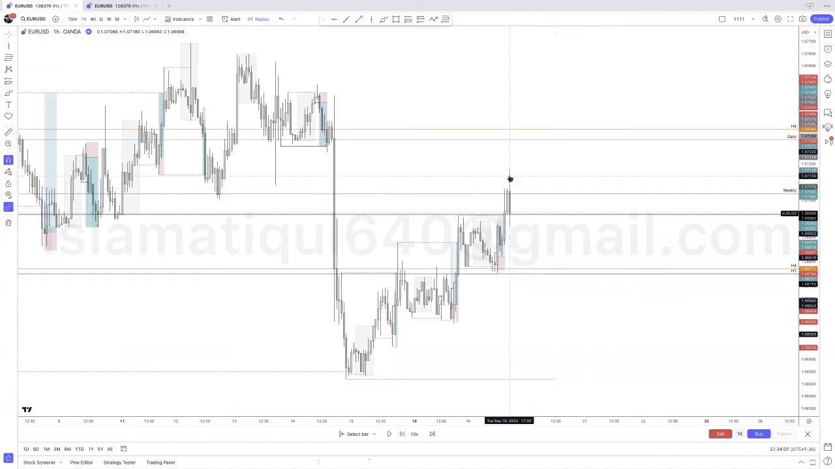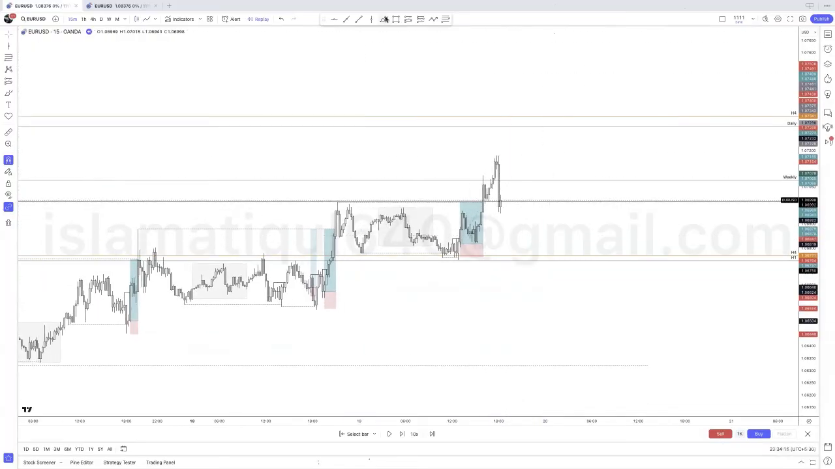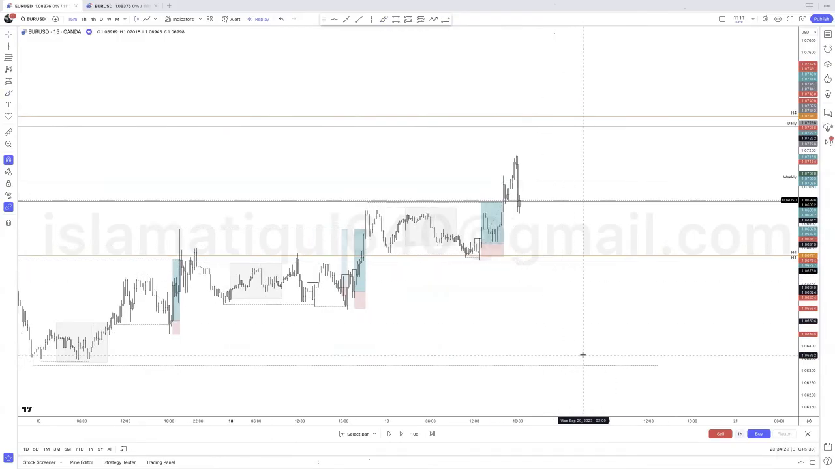Liquidity was swept, came back down. I'm not going to enter, because I don't know what's happening here. One thing I do know is that it can fall from here. But I have no entry criteria. So let's wait. I'm not sure.